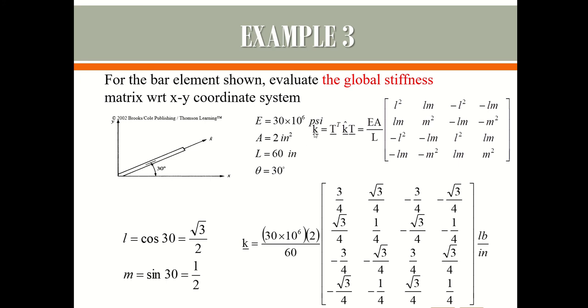So find K first, because the global stiffness is K. In this case, it's only one bar, so the small k for local is equal to the capital K global. Just one bar, you don't have to assemble. The formula is EA over L, and the rest is the formula with cos theta and sine theta, for the angle theta. We put it in terms of a fraction, l, m, sine theta, and just plug in, and you get the global stiffness matrix.